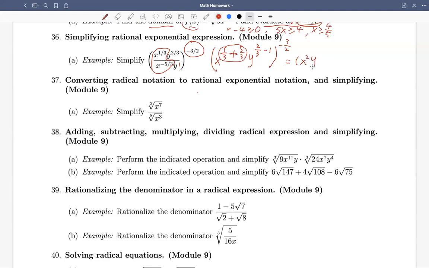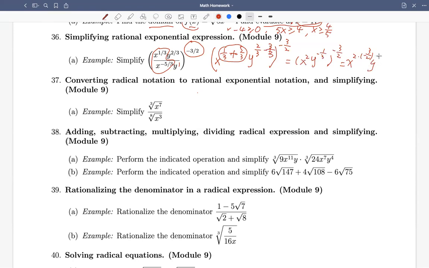Then the y term, I have 2/3 minus 1. Well, 1 is a transformer. Here, it transforms into 3/3. So I get y raised to -1/3. Then raised to -3/2. So I see inside I have a negative exponent. So let's just distribute first. So we do x raised to 2 times -3/2. We distribute this exponent.